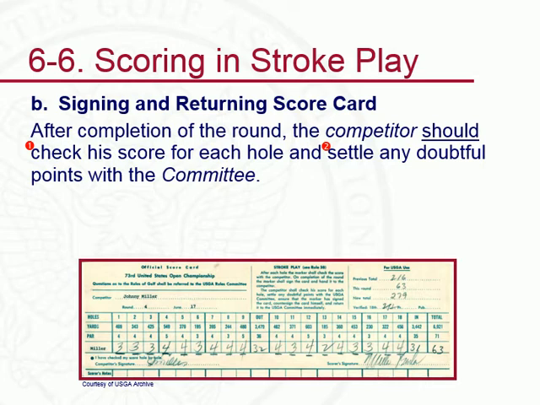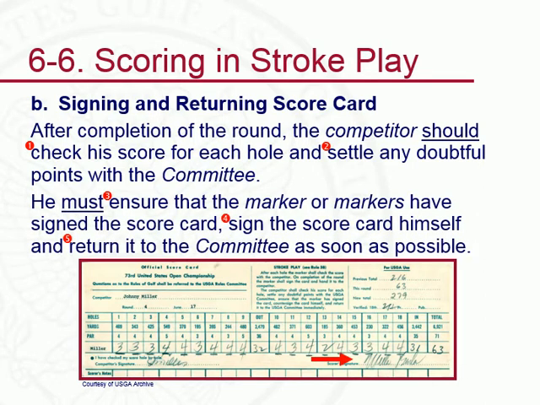6-6B, after completion of the round, the competitor should check his scores for each hole and settle any doubtful points with the committee. So again, this is not a must, it's a should, but if the player does not do this, then there could be ramifications later on, as we'll see as we get further into this rule.